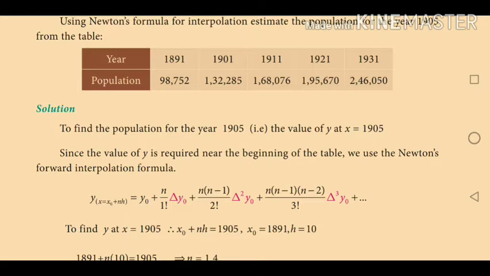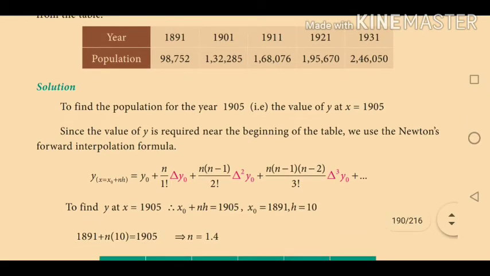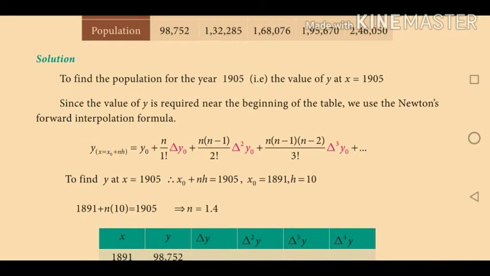So here it is 1905, so we find the values before. Since the value of y is required near the beginning of the table, we check whether it is at the beginning of the table or the end of the table. If it is at the beginning of the table, we use Newton's forward interpolation formula. The formula is y naught plus n by 1 factorial delta y naught, plus n into n minus 1 divided by 2 factorial delta square y naught, plus n into n minus 1 into n minus 2 into delta cube y naught by 3 factorial. Likewise it will go.